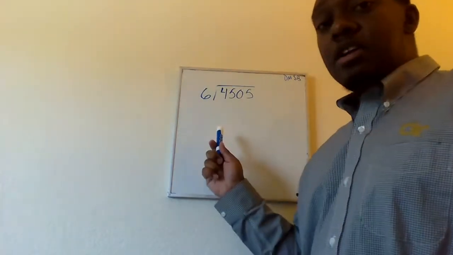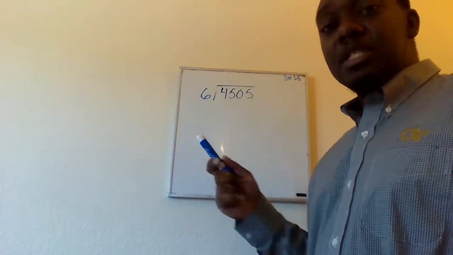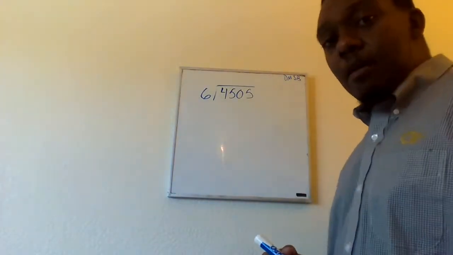We know it's not going to be greater than 800. We know it's much less than that. So it's in the 700s. So that actually helps us out with the first digit.